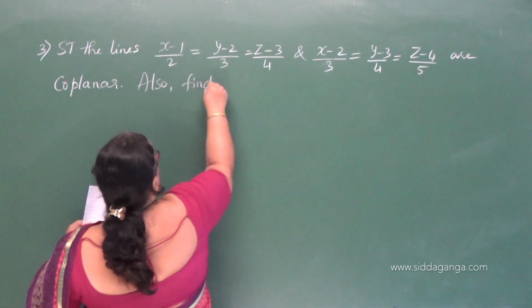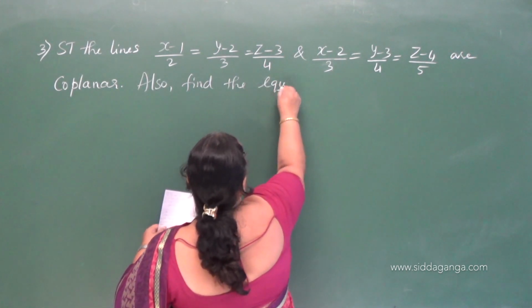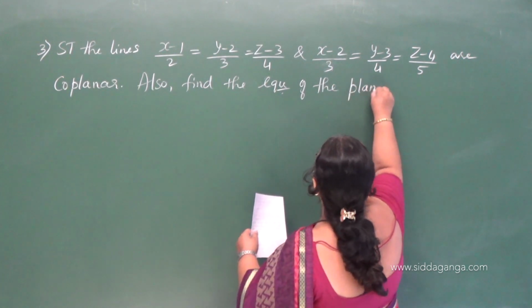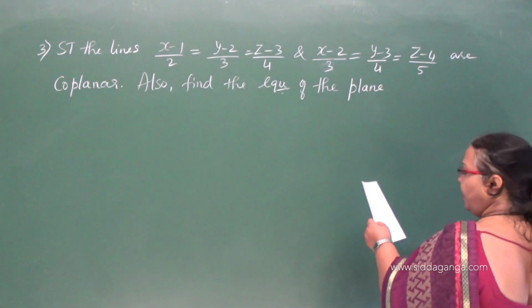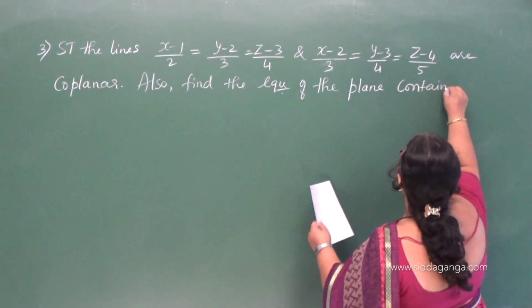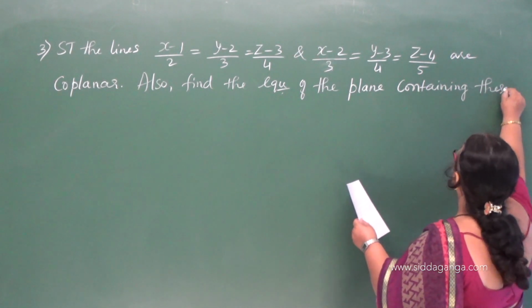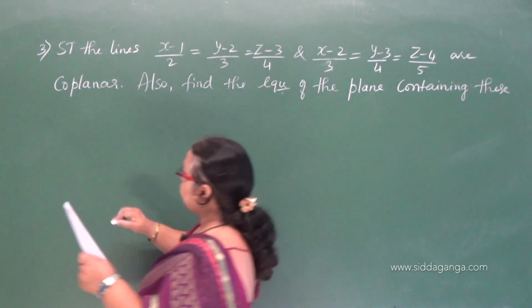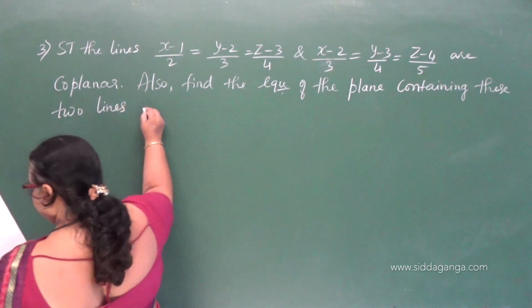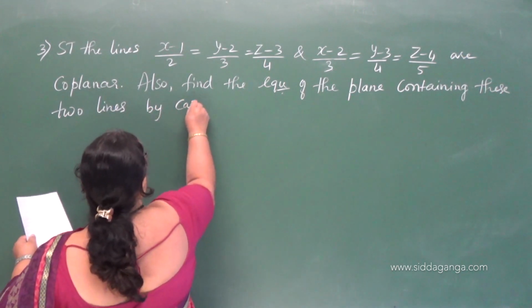Find the equation of the plane containing these two lines by Cartesian method.